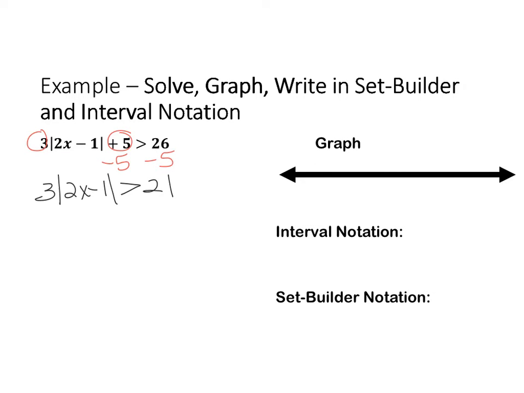And I've also got to get rid of this 3 here. Since this is in front of the absolute value bars, that means there's multiplication. So I undo it with division.